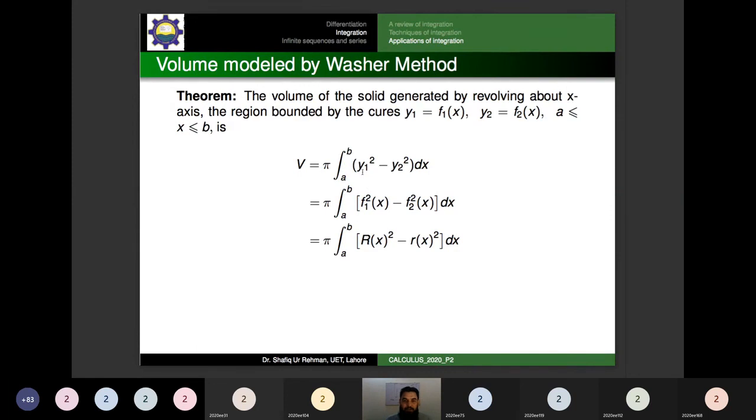So the difference is there between volume modeled by disk or volume modeled by washer. Now we are going to talk about washer. So the same idea is there. We will subdivide the interval from a to b into finitely many pieces, and once you rotate it, it will eventually take you to the idea of washer. Have a look at the geometry of this concept.